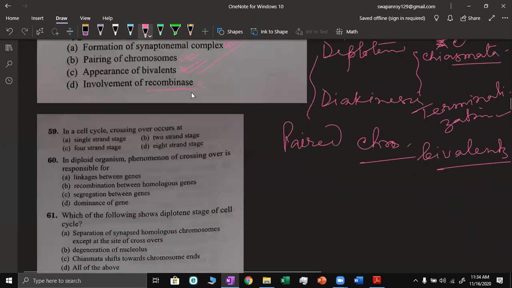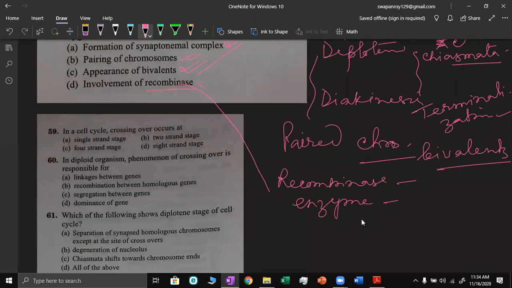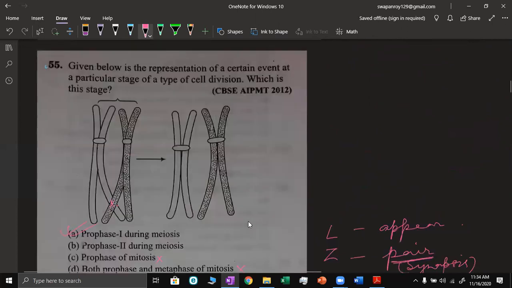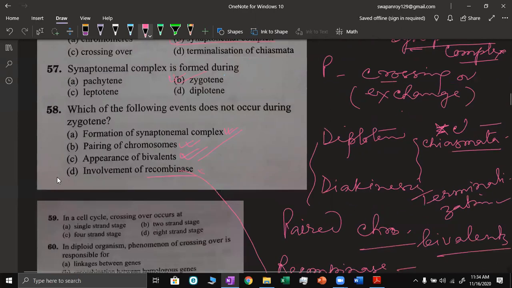Recombinase is the enzyme that mediates or catalyzes recombination. Recombination, that is the crossing over, takes place in the pachytene stage, the next stage. So our answer will be D, this one does not take place. Actually, zygotene is pairing. Paired chromosomes are bivalents, so bivalents appear, and this takes place through the synaptonemal complex.